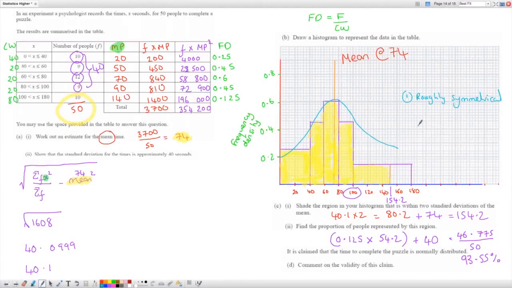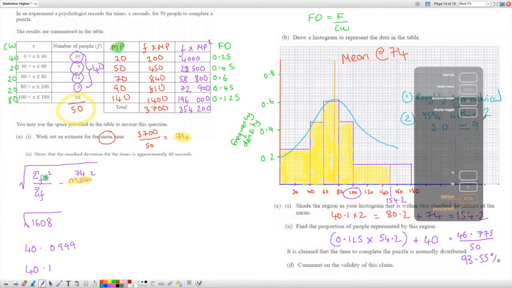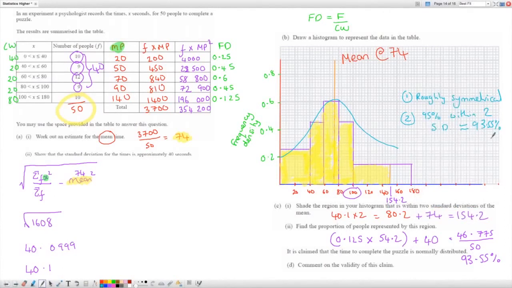Secondly, the graph for a normal distribution should have 95% within 2 standard deviations. So we are looking at 95% of the distribution should be within 2 standard deviations. And we have approximately, as we can see here, 93.55%. So it's close. So when it's claimed that the time completed to the puzzle is normally distributed, that could be correct.